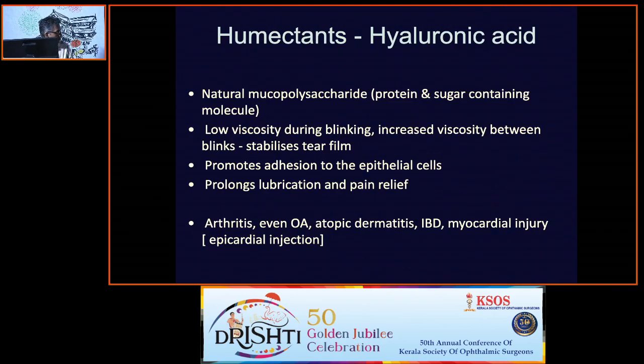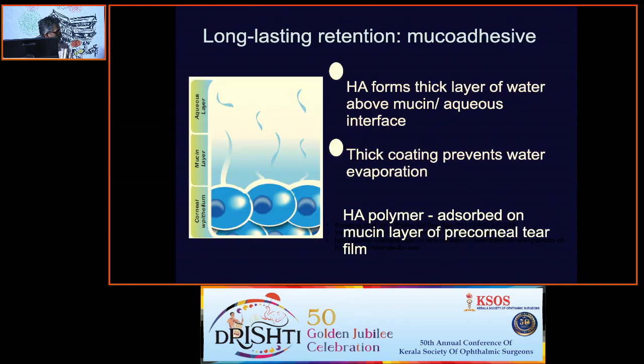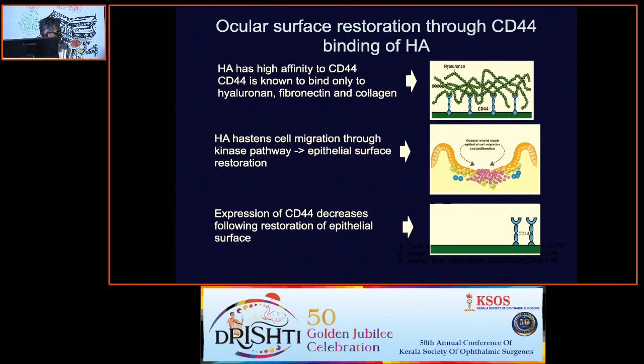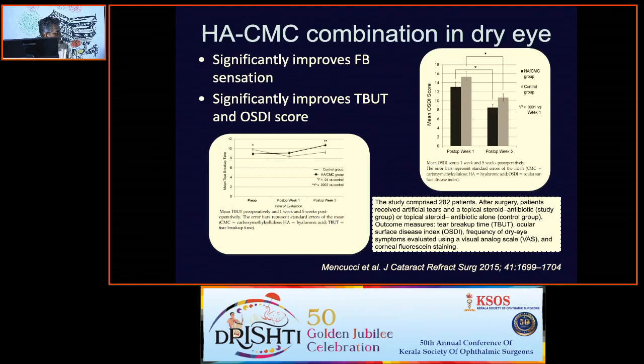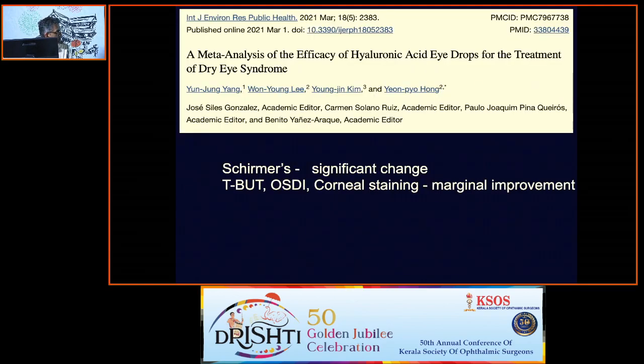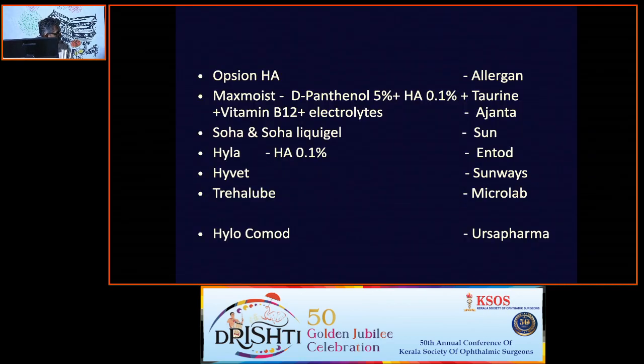The other important category is the humectants, which includes hyaluronic acid. It has a good mucoadhesive action. It has a reparative process also. It attaches to CD44 cells, and it is known to promote healing of the epithelium. And the hyaluronic acid and CMC combination is a good one. There is a meta-analysis which tells that the combination is really useful.